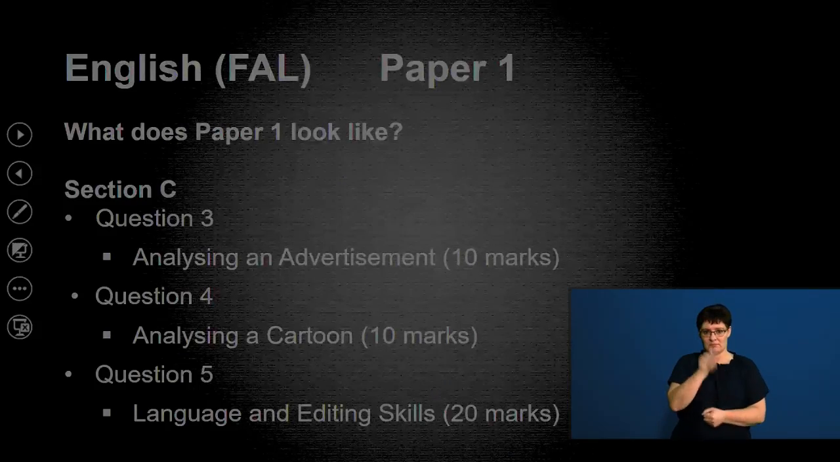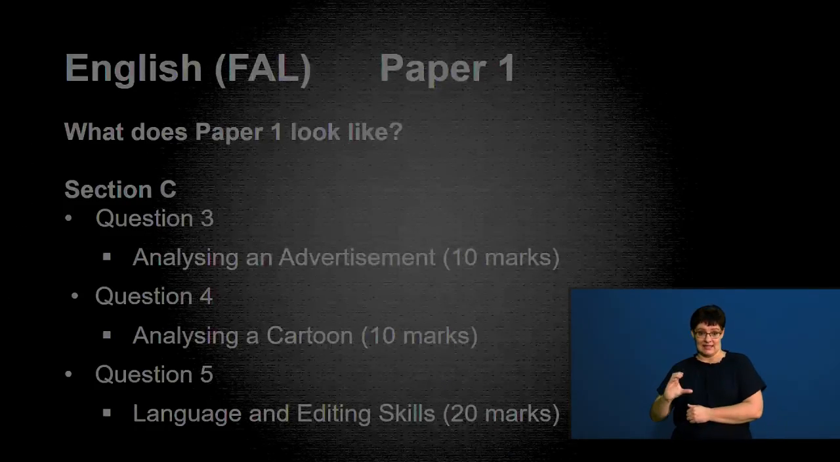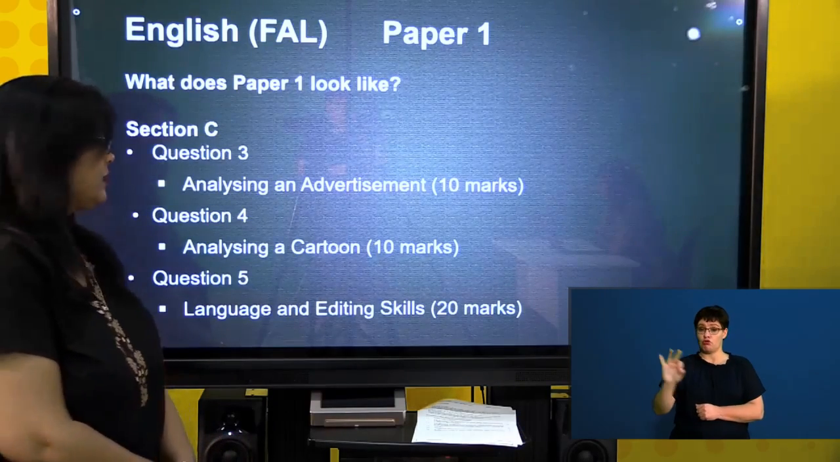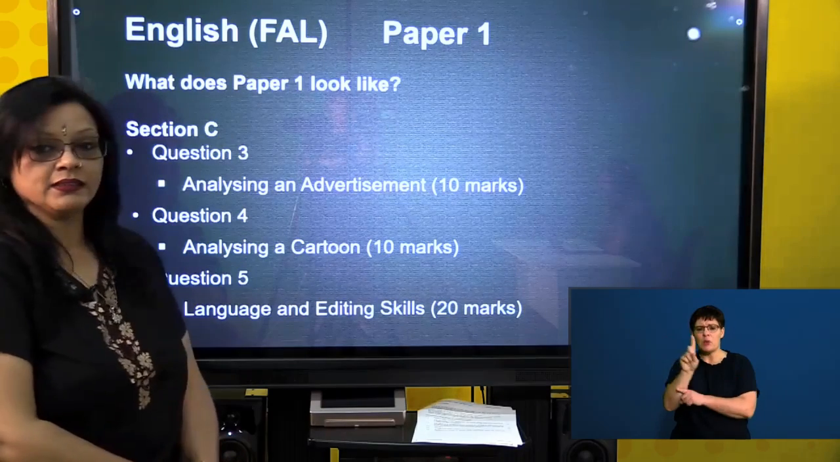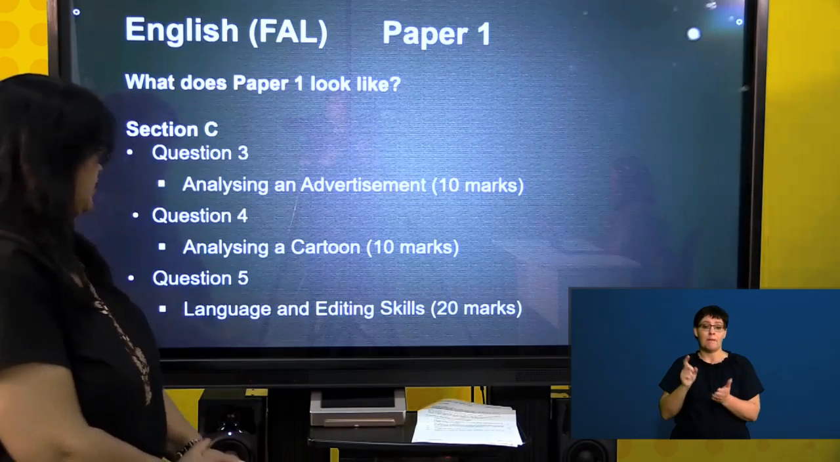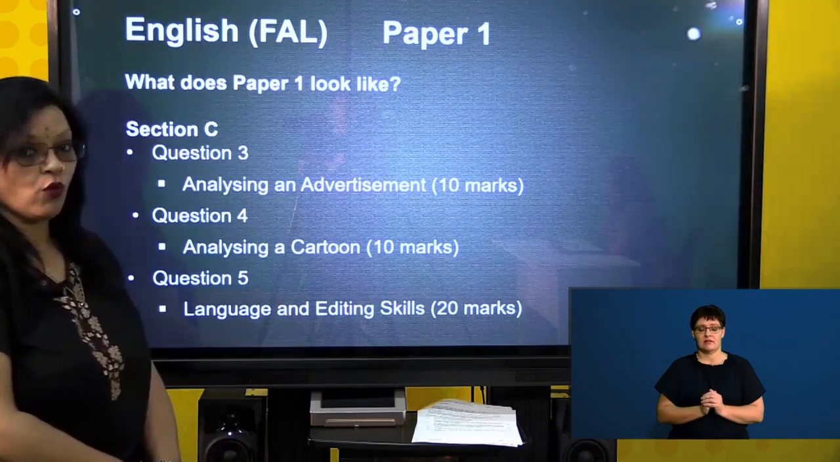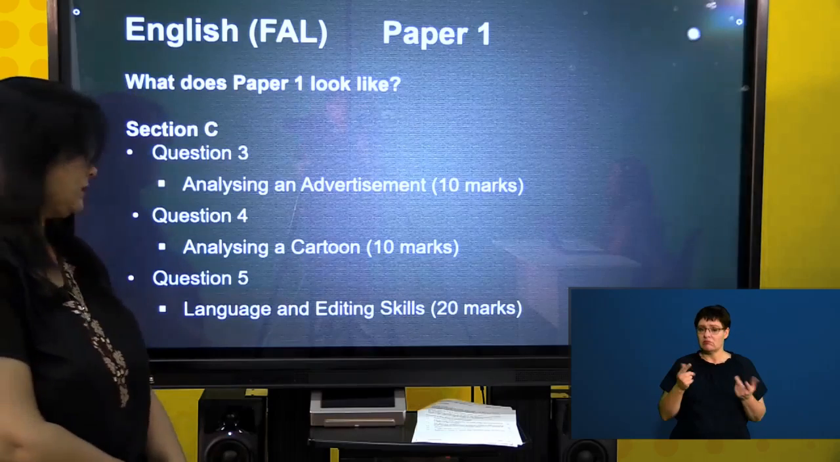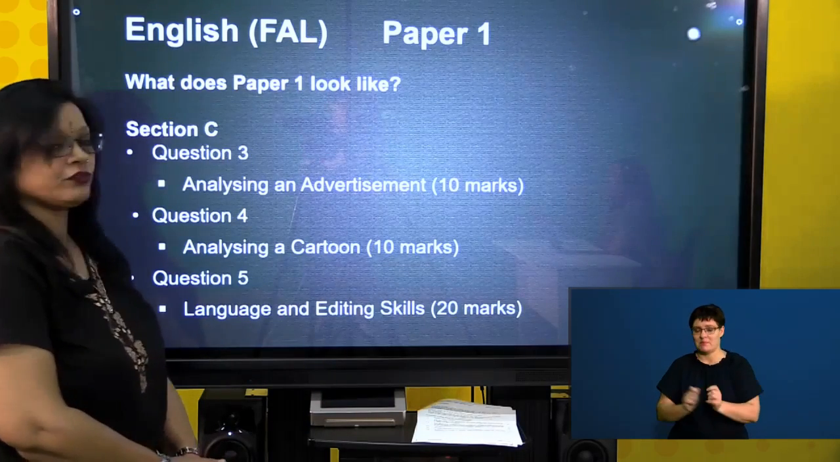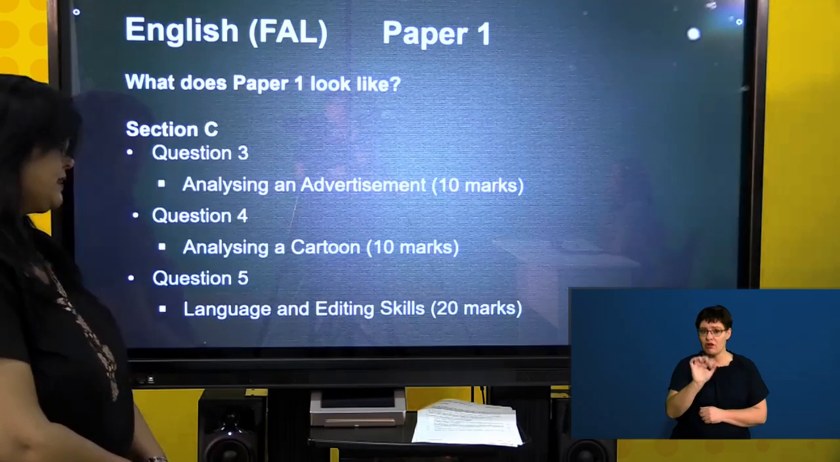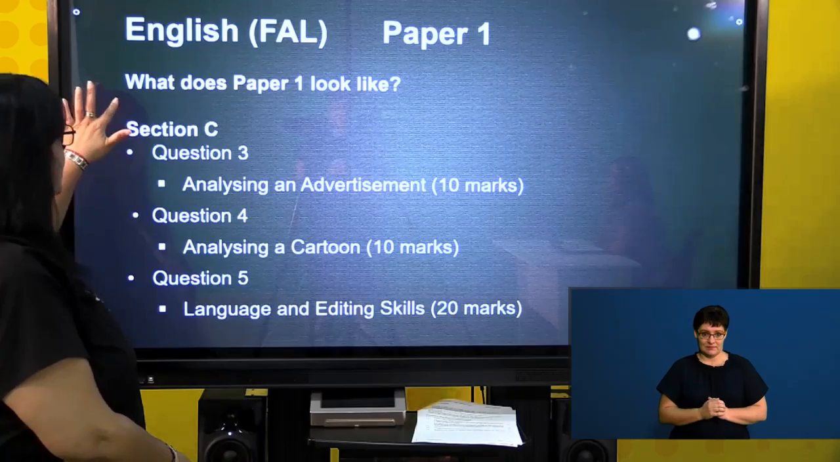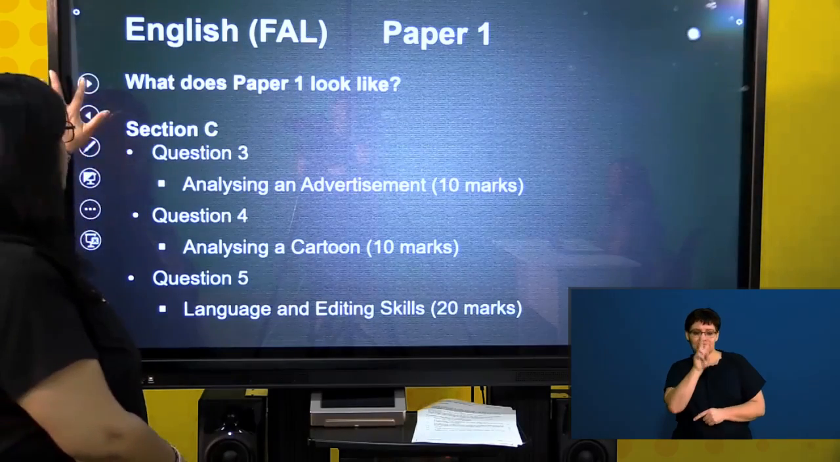Then we go on to section C. And section C has 3 questions within it. The first question in section C is question 3. The focus is on advertising, which is 10 marks. The second question, which is question 4, is analyzing a cartoon, which is also 10 marks. And the last question, which is question 5, is your language and editing skills, which is 20 marks. So that's basically what the outlook of our paper looks like.